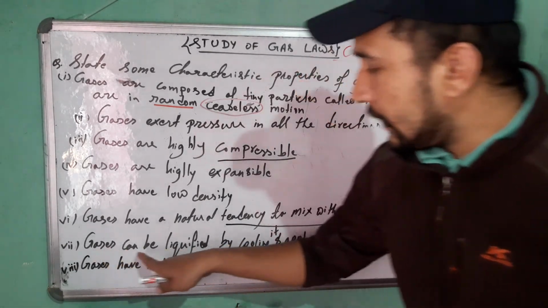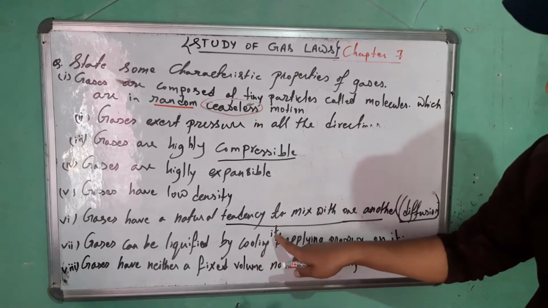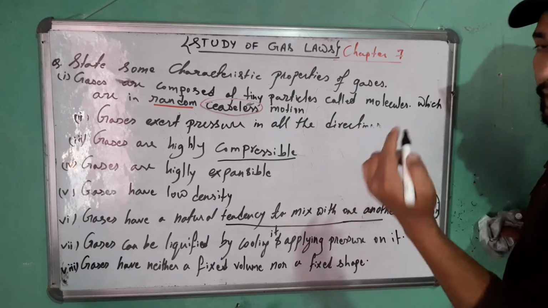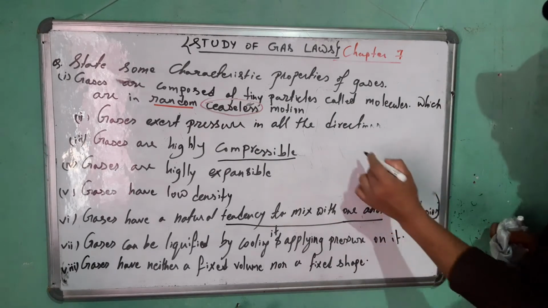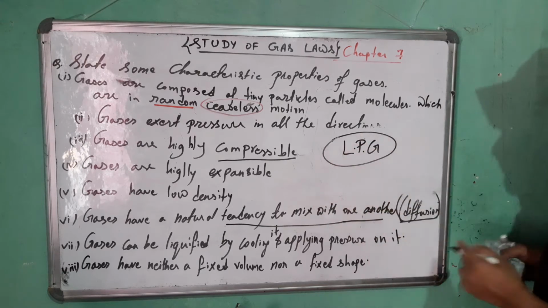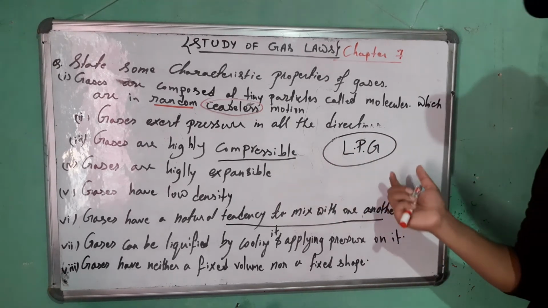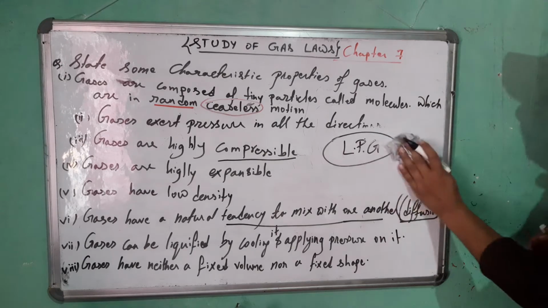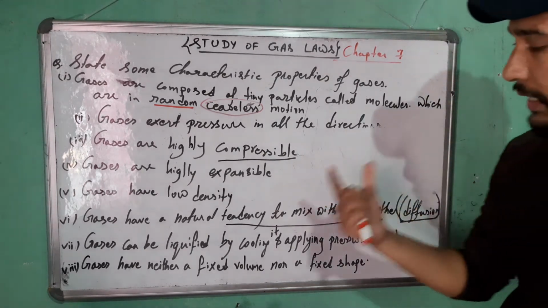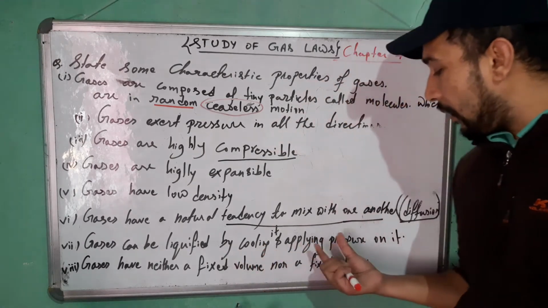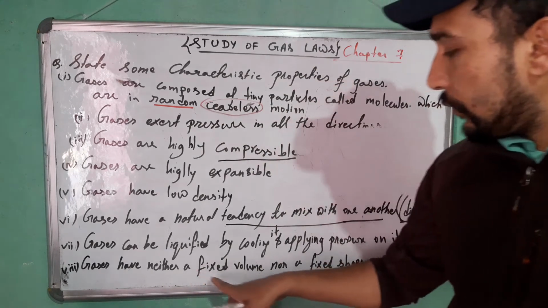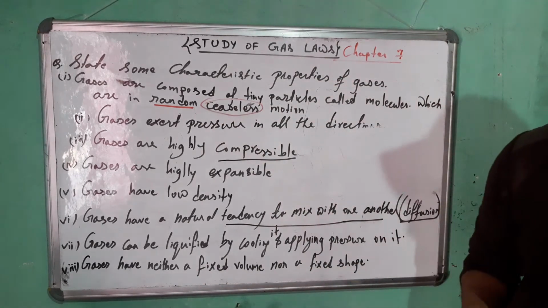Next, gases can be liquefied by cooling and applying pressure on them. You can liquefy gases, like the gas that you use at home, LPG, liquefied petroleum gas. Actually, it is a gas, but it is liquefied in the cylinder. So liquefaction of gas is done by cooling the gas and by applying pressure on it. And the last statement is gases have neither a fixed volume nor a fixed shape.